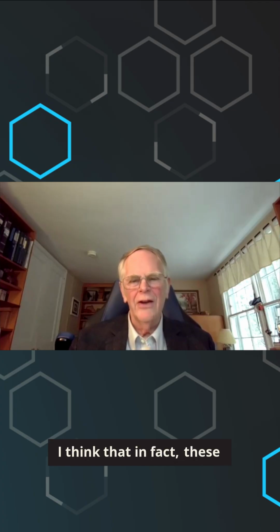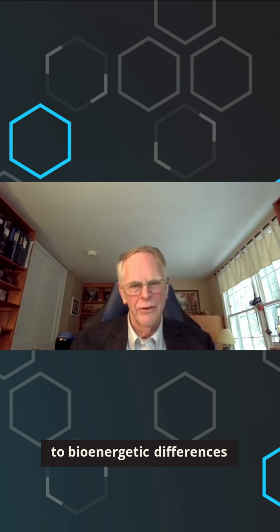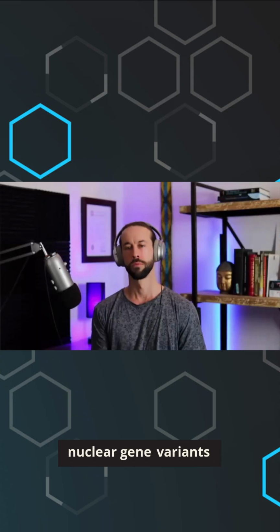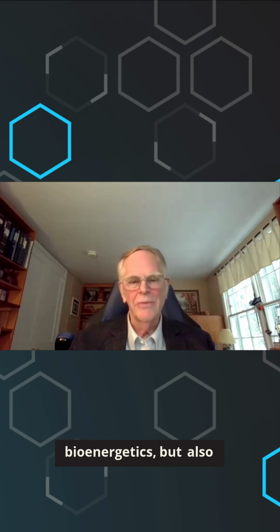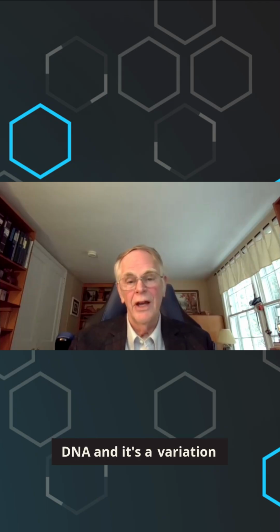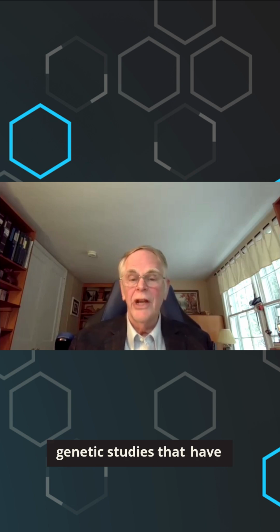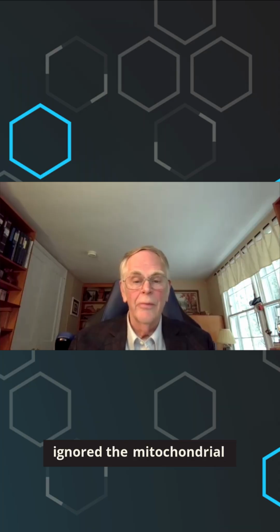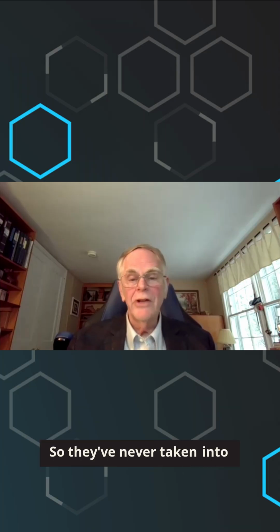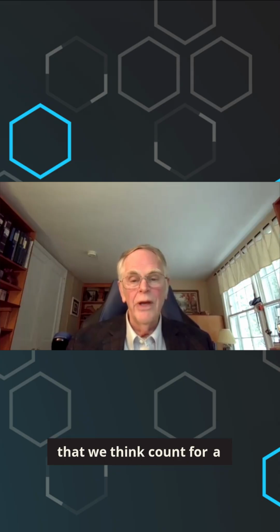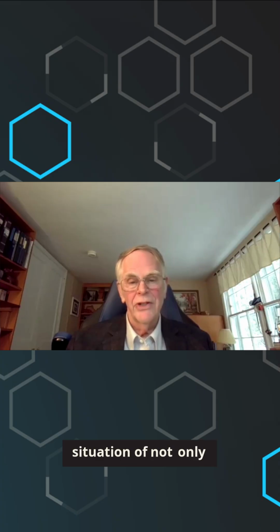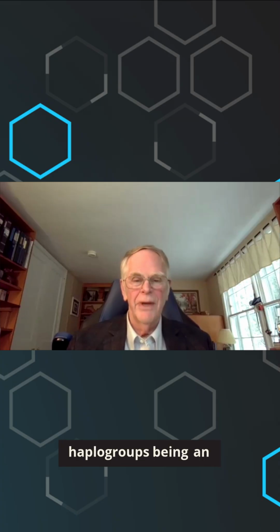I think that, in fact, these common diseases are due to bioenergetic differences, and that there are many nuclear gene variants that can affect bioenergetics, but also there's the mitochondrial DNA and its variation that's important in bioenergetics. And in fact, amazingly enough, many of the genetic studies that have been done have completely ignored the mitochondrial variation. Yeah. So they've never taken into account the haplogroups that we think account for a very significant portion of the risk variance. So now we have the situation of not only haplogroups being an inherited factor, but we also have the somatic mutations that you mentioned accumulating with our age.